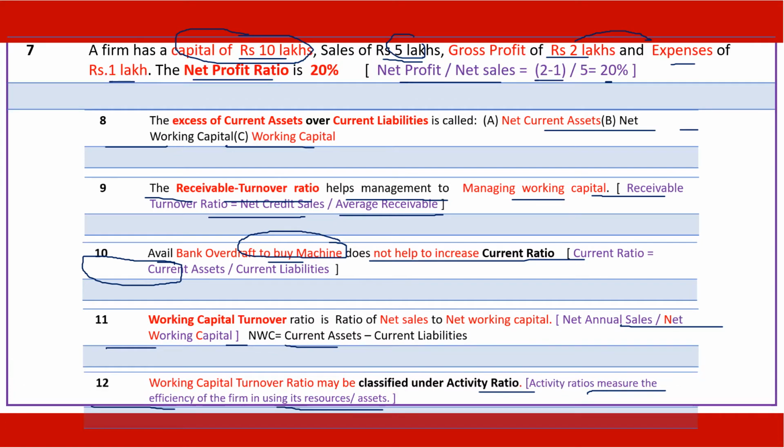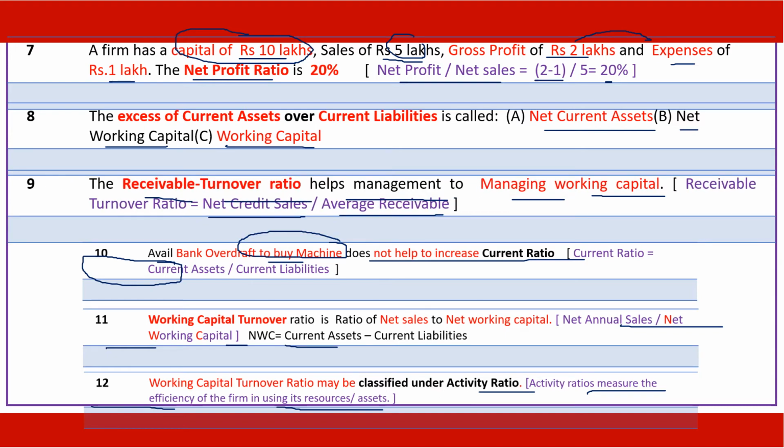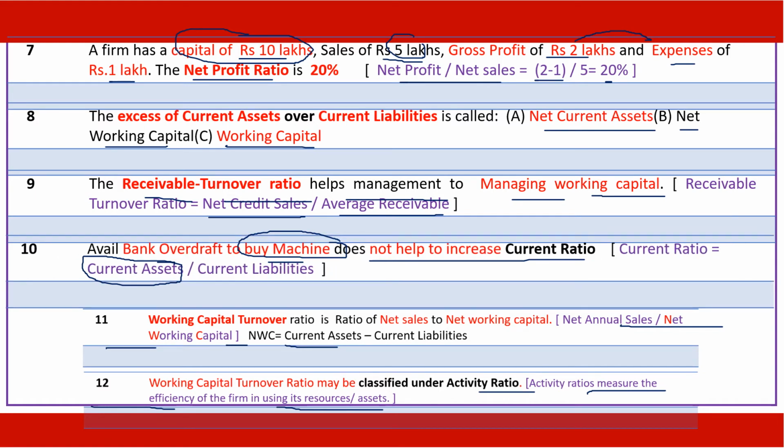They are turned over. A firm has 10 lakhs capital, 5 lakhs sales, gross profit 2, expenses 1. Therefore, net profit ratio means net profit by net sales. Net profit is 2 minus 1. Sales is 5. Therefore, it is 20%. Excess of current assets over current liabilities is called by all the three names: net current assets, net working capital, working capital. Receivable turnover ratio helps management to manage working capital. Receivable turnover ratio means net credit sales divided by average receivable.